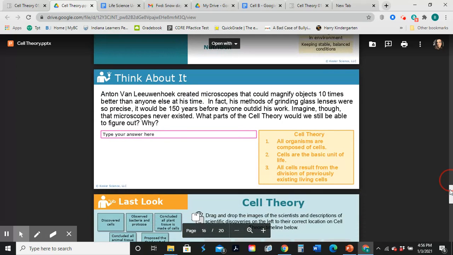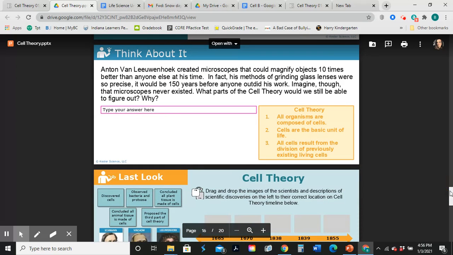Let's do a think about it. Anton van Leeuwenhoek created microscopes that could magnify objects 10 times better than anyone else at his time. In fact, his methods of grinding glass lenses were so precise it would be used 150 years before anyone outdid his work. Imagine, though, that microscopes never existed. What part of the cell theory would we still be able to figure out, and why? Which part would we be able to figure out, and why?